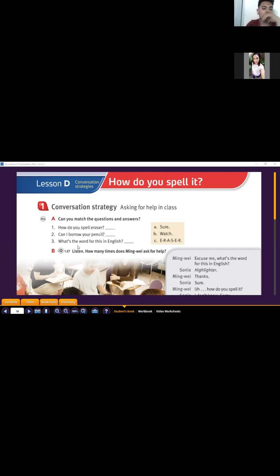Because if you say, what's the word for this in English? What? You are not showing anything. And when you say this, is because you are touching it. So what's a word for this in English? And so on. So you can show the objects. Now let's see the answers.